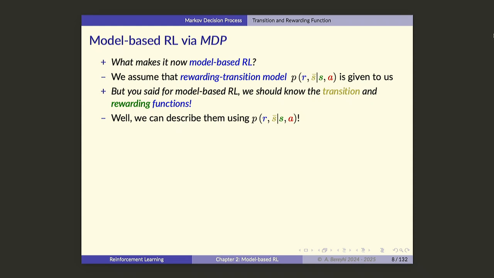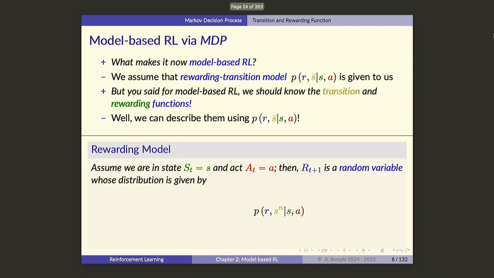What should we do? Say I only want to know the distribution of the reward. I want to describe the rewarding system. I don't care about the next state. What should I do to this guy?